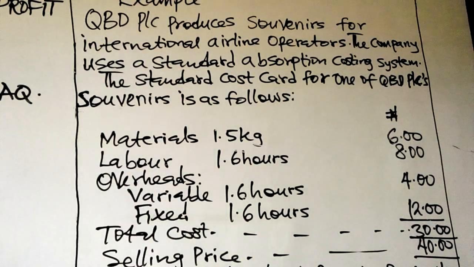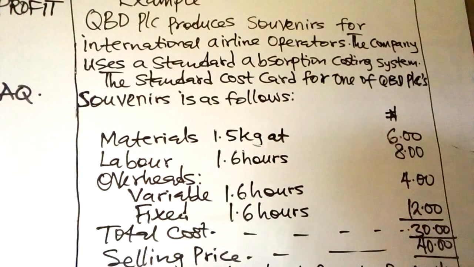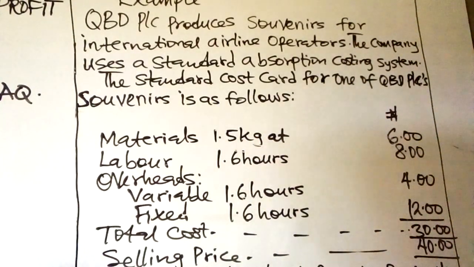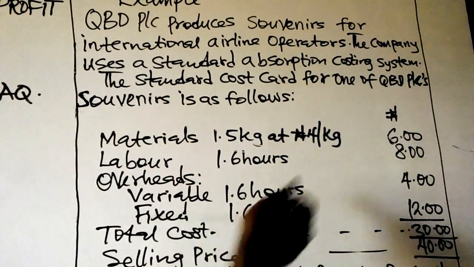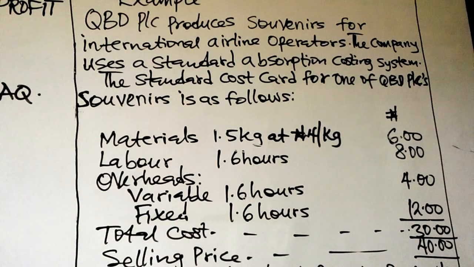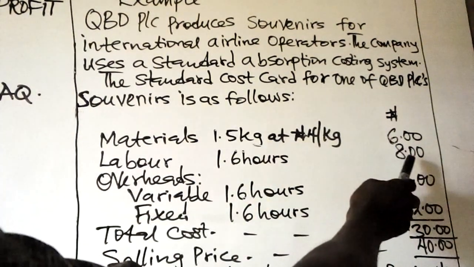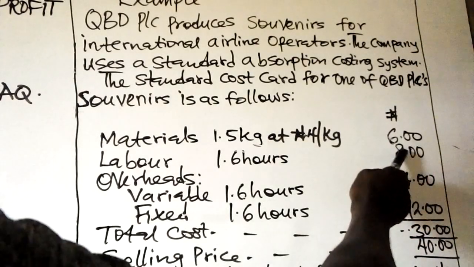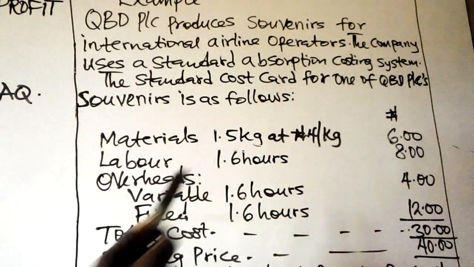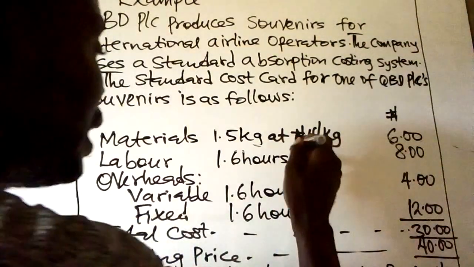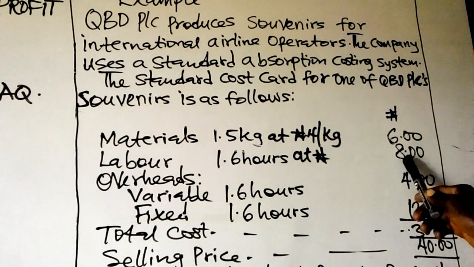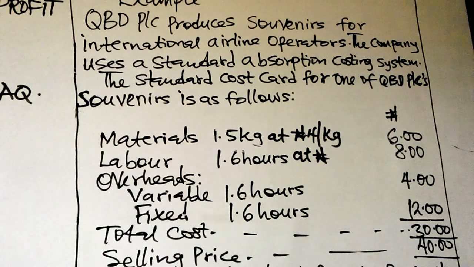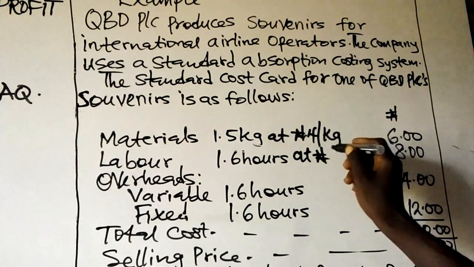Therefore, what will be the standard price per kg? You divide 6 by 1.5, then we have 4 naira per kg. So 1.5 kg times 4 naira per kg will give us 6 naira. Then labor. The cost of labor used to achieve one unit of the product is 8 naira, and labor is paid per hour. What is the labor hourly rate? We have 8 divided by 1.6, that will give us 5 naira per hour.